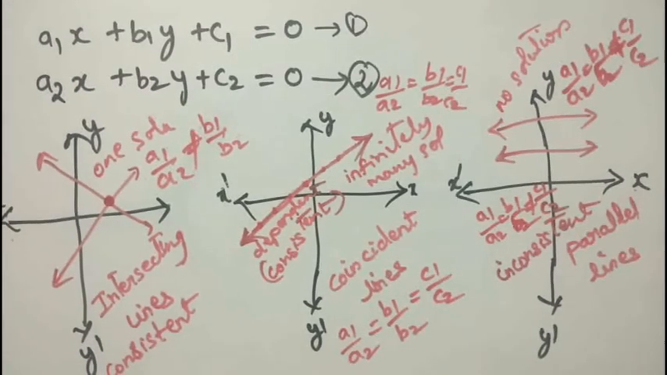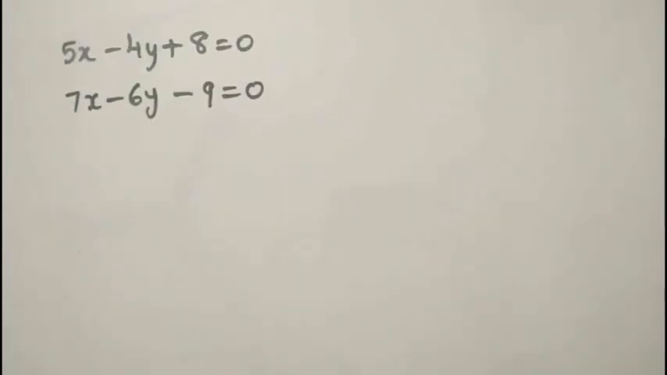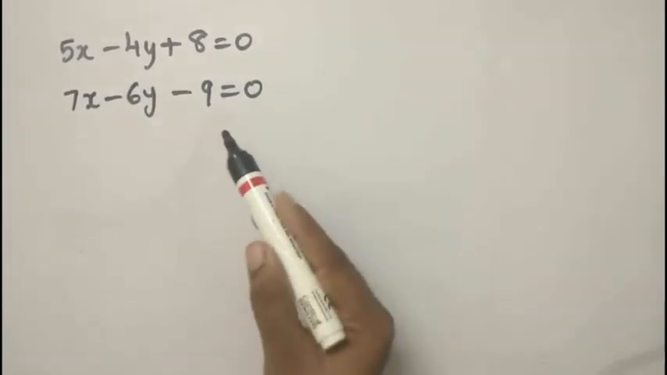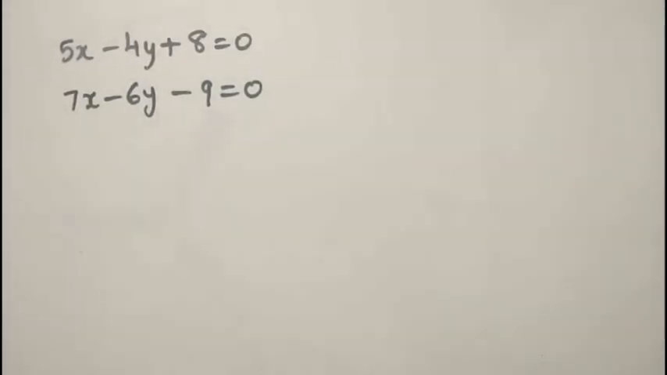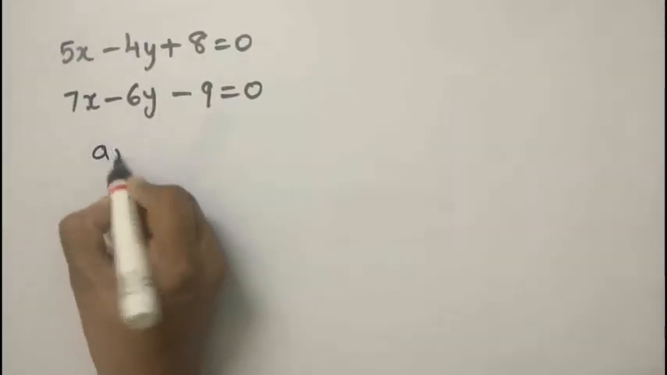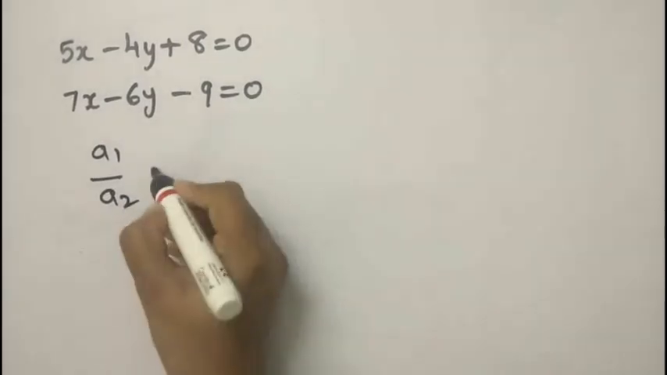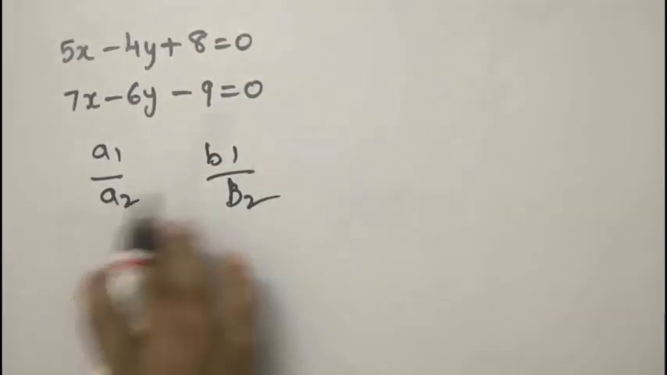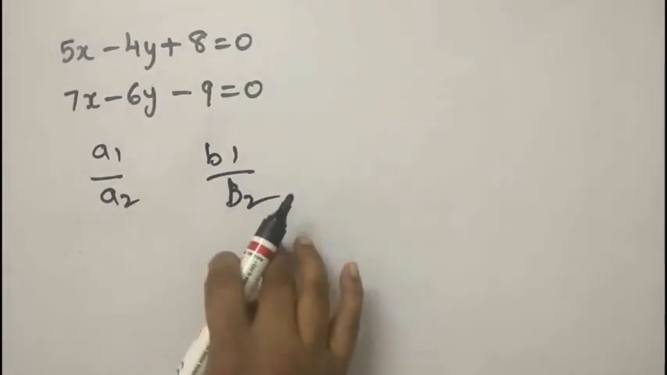Now let us go into the problems. Suppose these two are the pair of linear equations they have given. After seeing the pair of linear equations in two variables, first you have to find the ratios of a1 by a2 and b1 by b2.